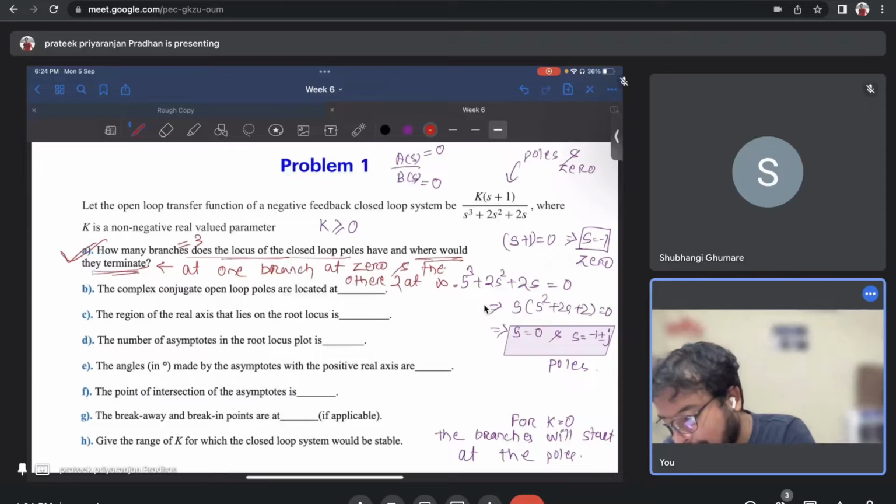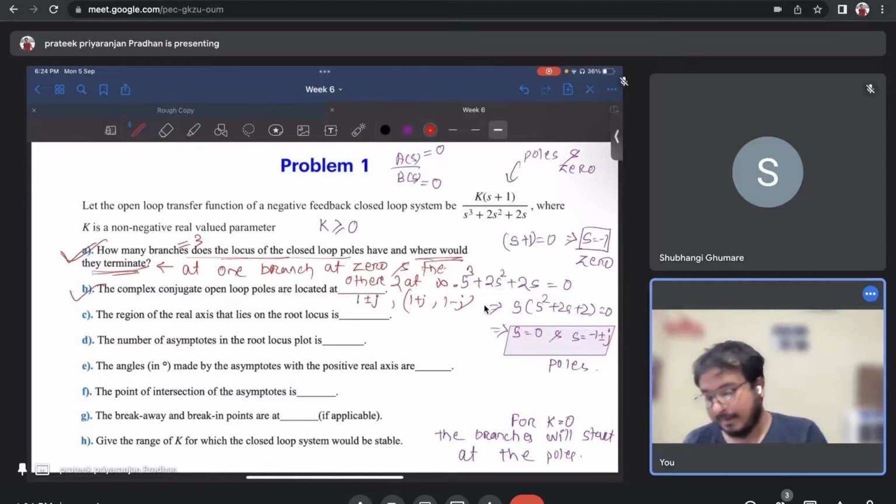Next question is, the complex conjugate open loop poles are located at. The complex conjugate open loop pole, this is simple, 1 plus or minus j. So one is at 1 plus j and another is 1 minus j. Very simple question. This is done.